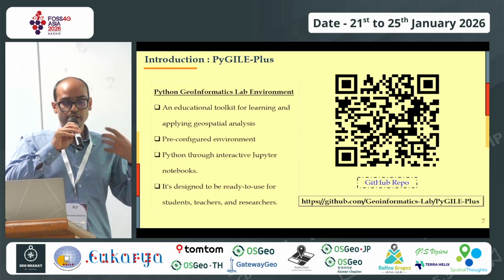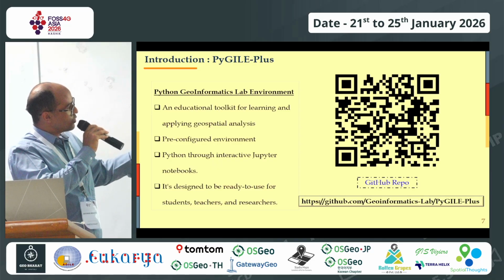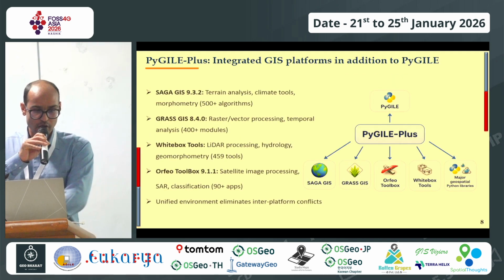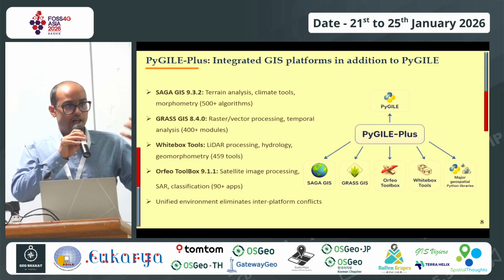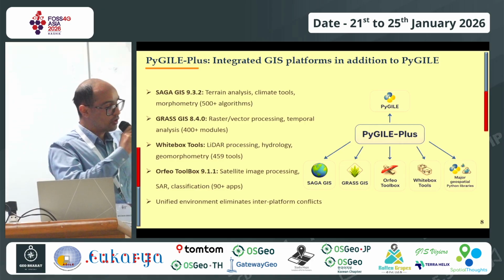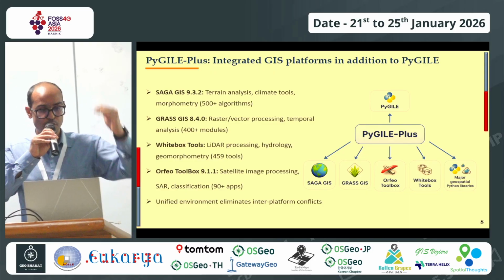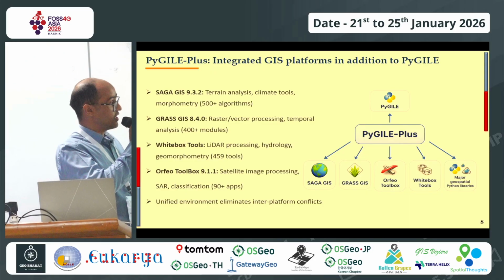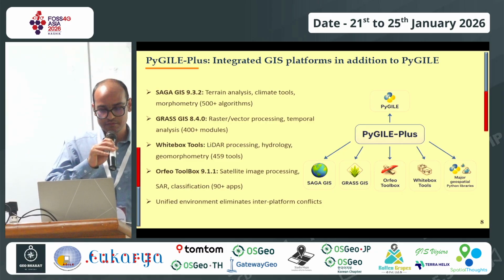Going through one at a time, trying to find and install this and that, takes a whole lot of time. Then we thought, why not add all of the existing PyGILE packages into something new called PyGILE Plus, where SAGA GIS, GRASS GIS, Whitebox Tools and all of these will be in a single containerized environment alongside PyGILE. What this means is you just need to run one command. You pull something, and once it's installed, you have all of this in a headless environment in your system, and you can run all the GIS tools seamlessly.